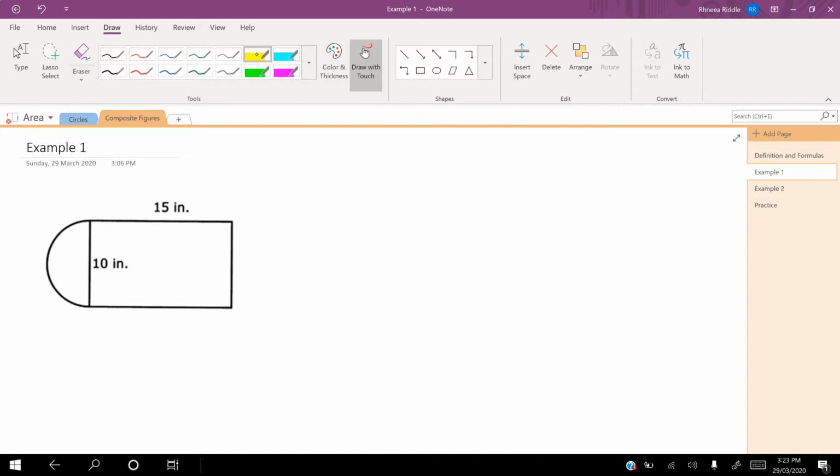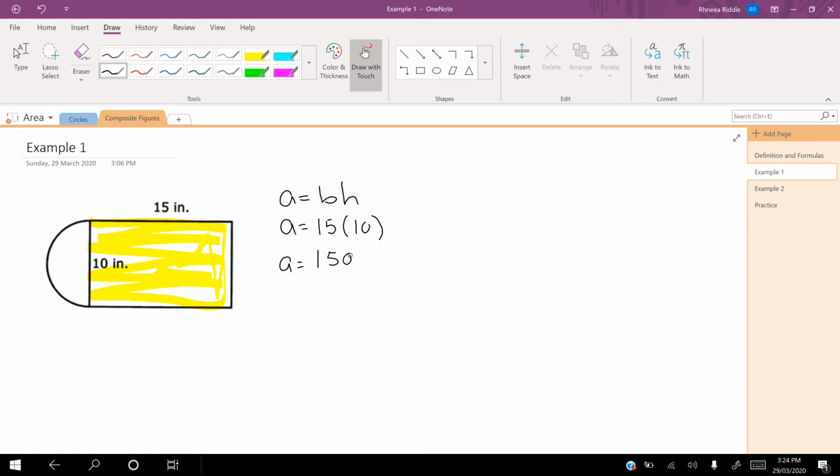So we're going to first find the area of this internal piece here. So to find the area, I'm going to do A equals base times height, which is A equals 15 times 10, which when you multiply those together, you're going to get 150 inches squared. So that is just the area of that rectangle. I'm going to match this highlight here. So the highlight of yellow is just the area that is shaded in yellow for our figure to the left.